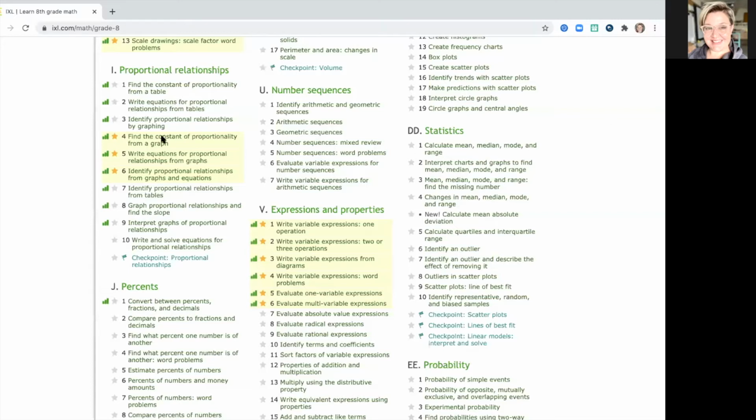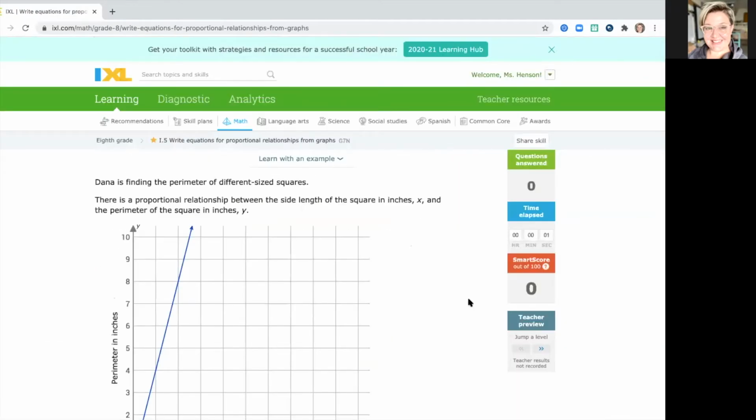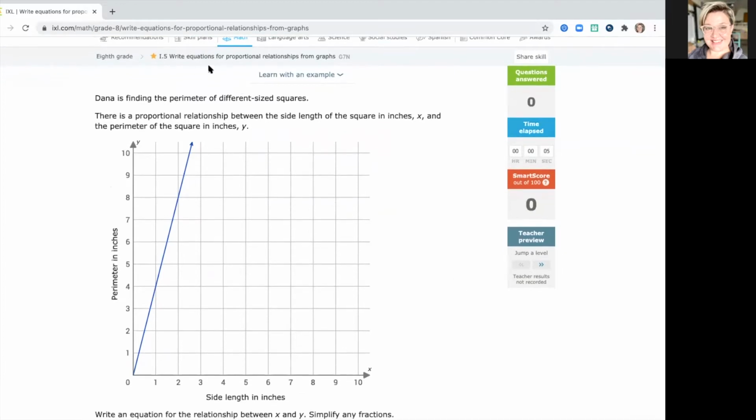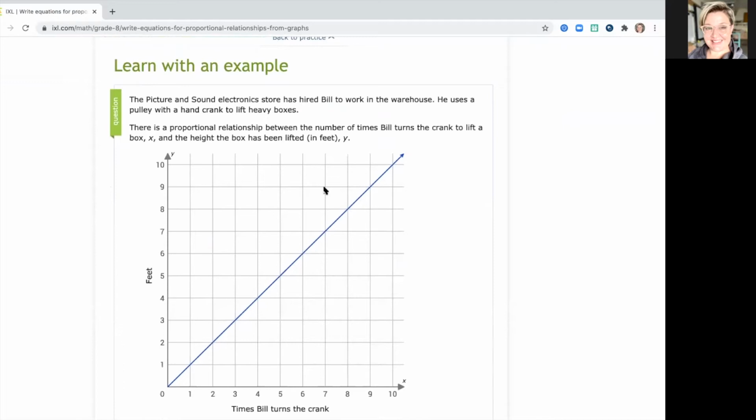All right, you've finished I4, find the constant of proportionality from a graph. Now we're moving on to writing equations for proportional relationships from graphs, which is section 5. Anytime you're not sure and you just start a new section, if my directions don't make sense to you, or if you want to have another example, always go to Learn with Example and look through what they've posted.